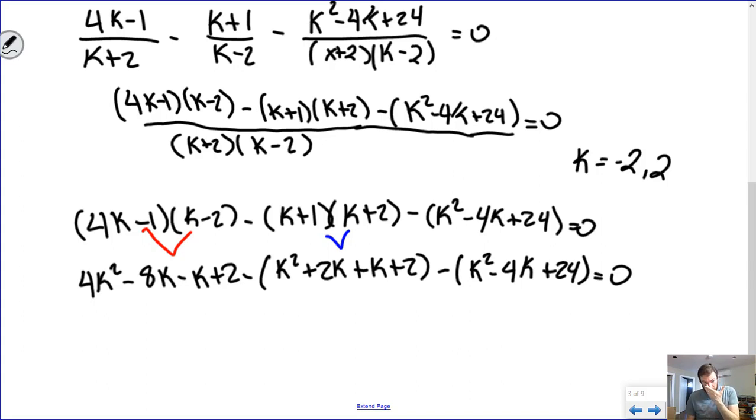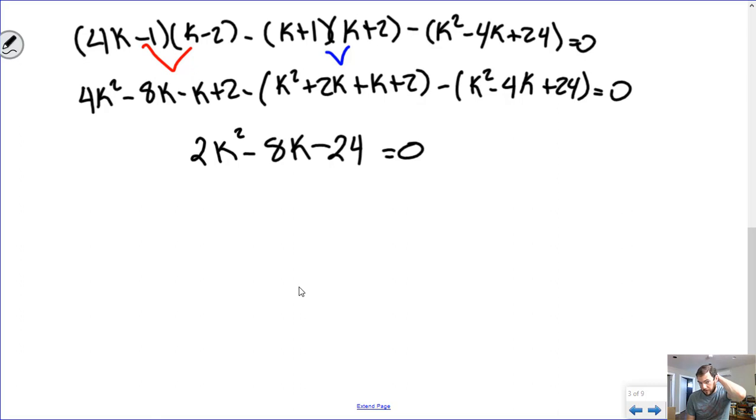Right, so now at this point, we're going to combine all of our like terms. So here I have a positive 4k squared, a negative k squared, and a negative k squared leaves me with 2 k squareds. Negative 8k and negative 1k is negative 9k. Negative 2k gives me negative 11. Negative 1 more is negative 12. And this ends up being positive 4, so we get negative 8k. And here we have positive 2, minus 2 is 0, minus 24 is negative 24.